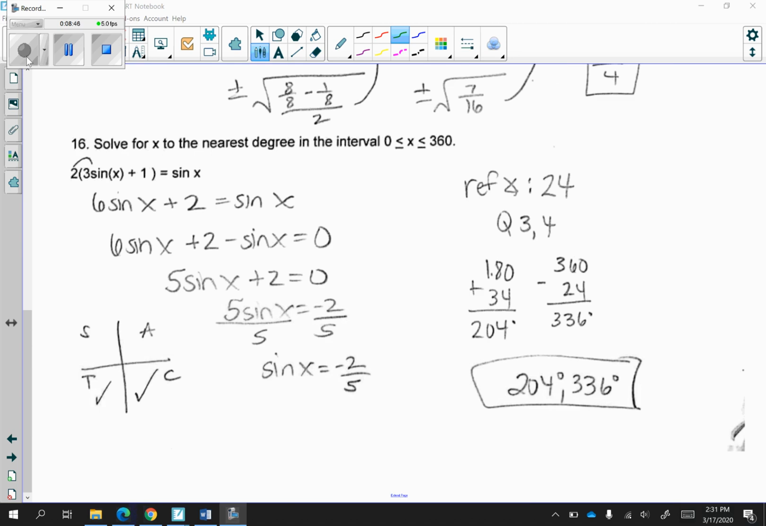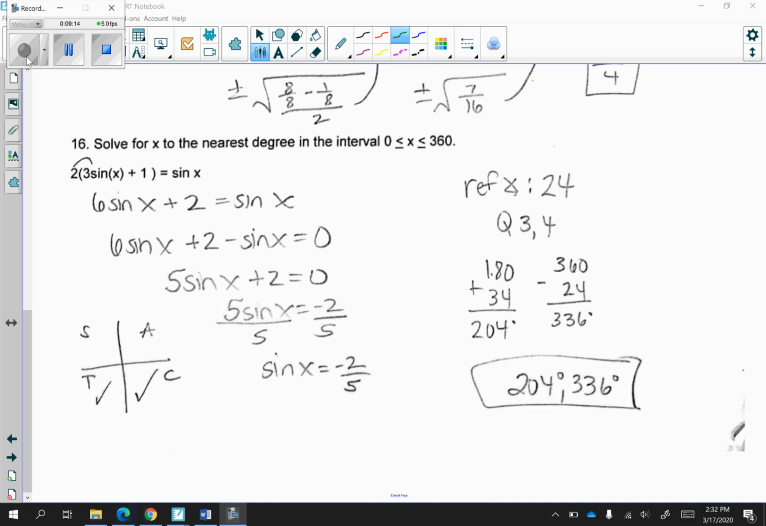And lastly, number 16, solve for x to the nearest degree in the interval 0 to 360. 2 times 3 sine of x plus 1 is equal to sine of x. So first you distribute that 2. 6 sine of x plus 2 is equal to sine of x. Subtract sine of x over to the left-hand side. 5 sine of x plus 2 is equal to 0. Subtract the 2 to the right-hand side and divide by 5. Sine of x is equal to negative 2 over 5.